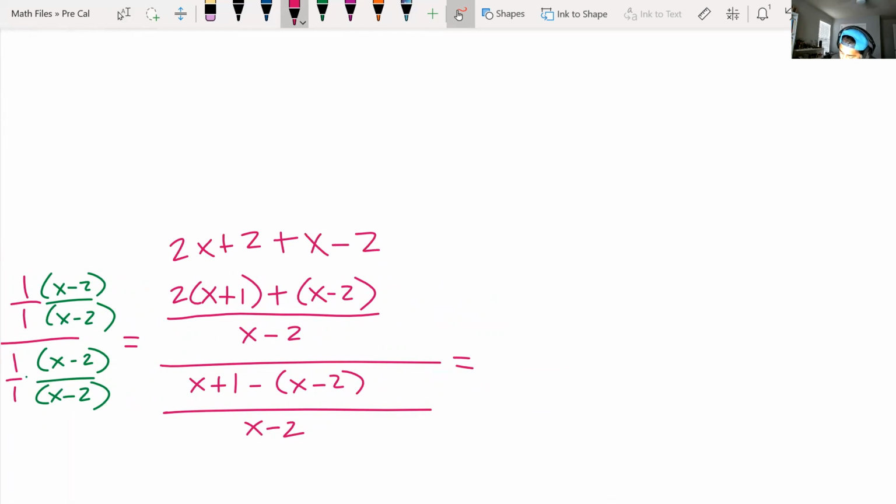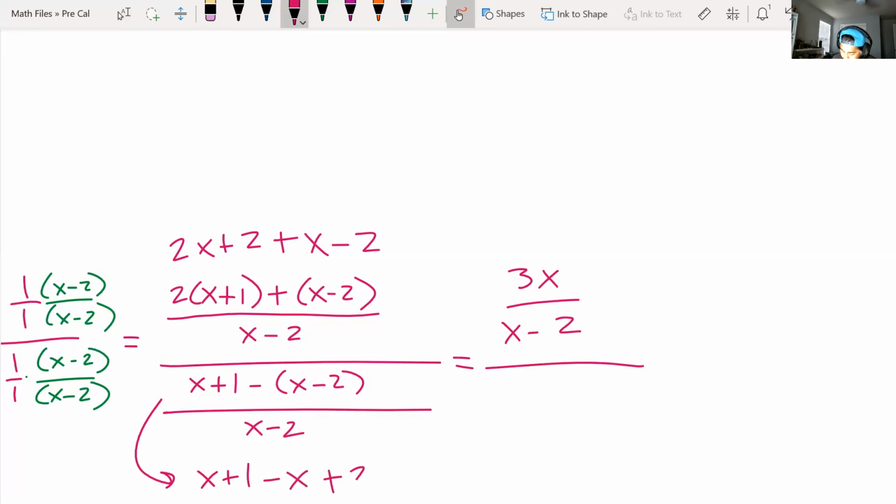Twos. So you get 2 over x minus 2. Sorry, not 2. You get 3x over that. And then if we simplify this, that's x plus 1 minus x plus 2. And who's going to cancel there? Your x's. And you get 3 over x minus 2. Now that looks a lot easier.